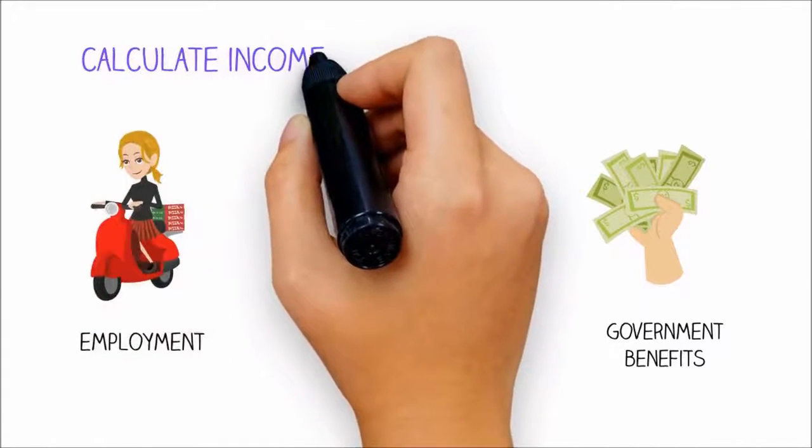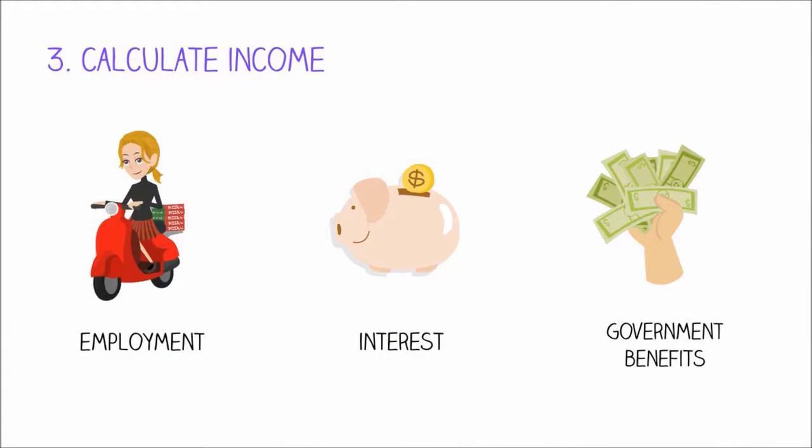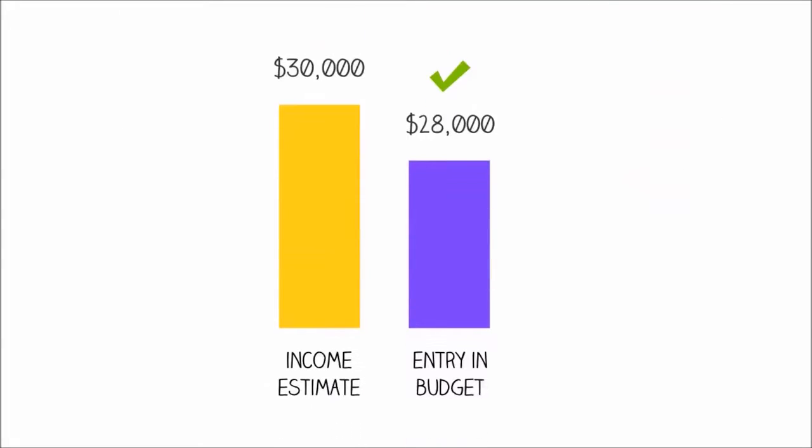Step 3, calculate the income for each given period. The most obvious form will include income from employment, but you may also want to include what you earn from bank interest or government benefits as well. When creating a budget, it's best to be conservative around estimating your income, perhaps slightly understating what you expect, so that your budget plan is prepared for possible events like illness or temporary unemployment.